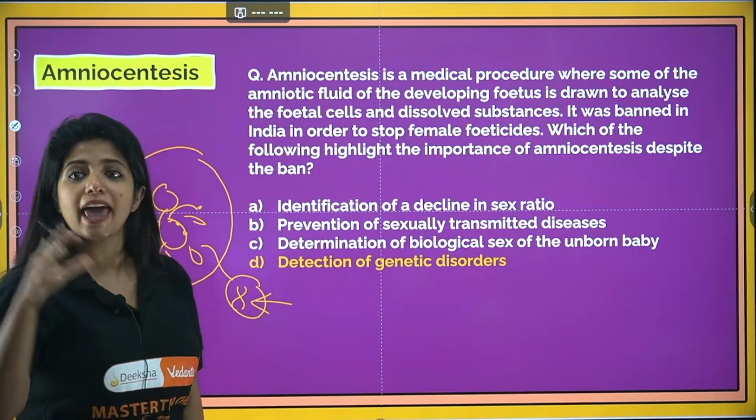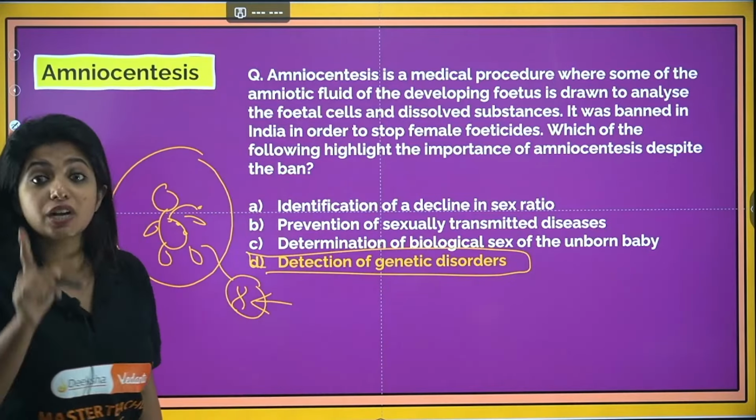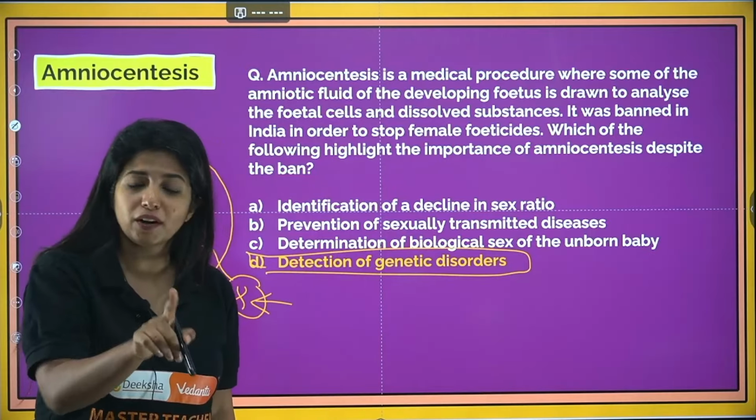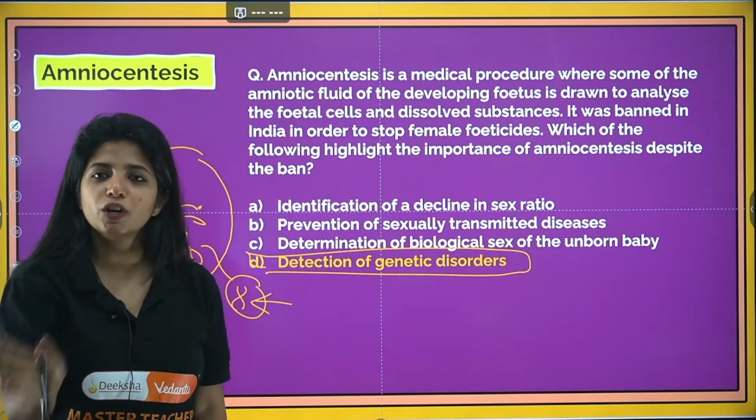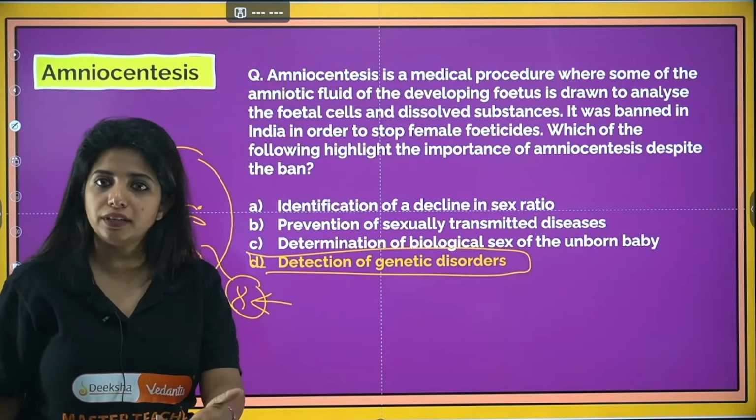Okay, so why is it actually used? What is the purpose of it? It is for detection of genetic disorders. Genetic disorders like what? That is also important. Jaundice, is this a genetic disorder? No. So you cannot find jaundice with the help of this. Genetic disorders such as sickle cell anemia, Down syndrome, all of it.